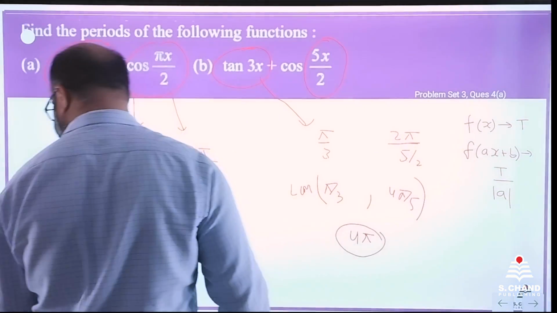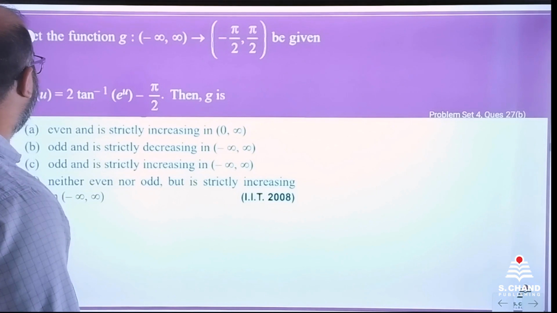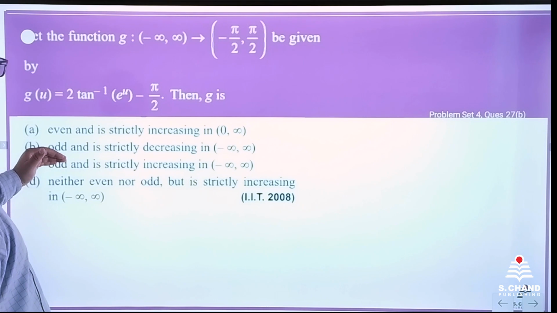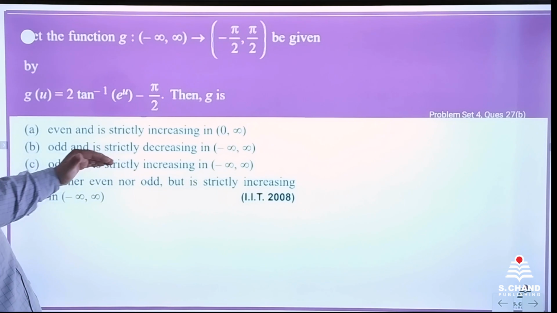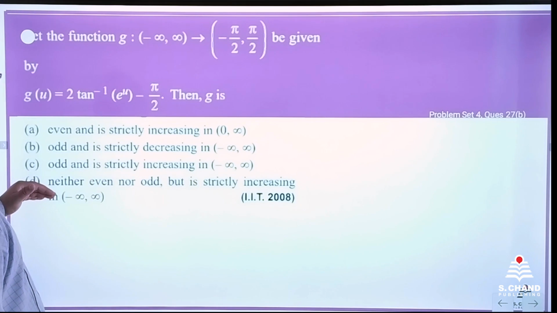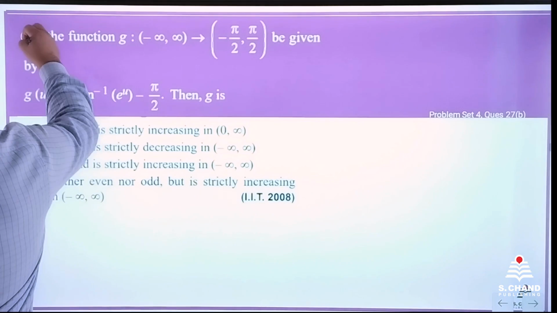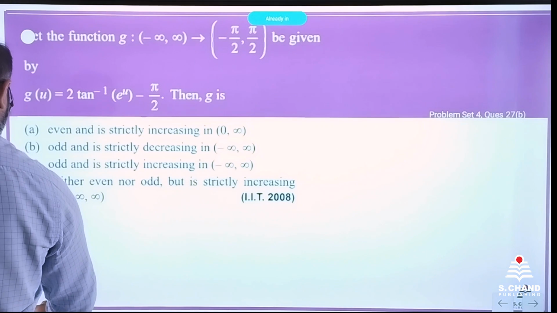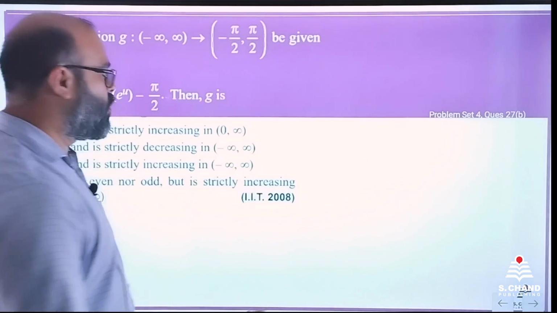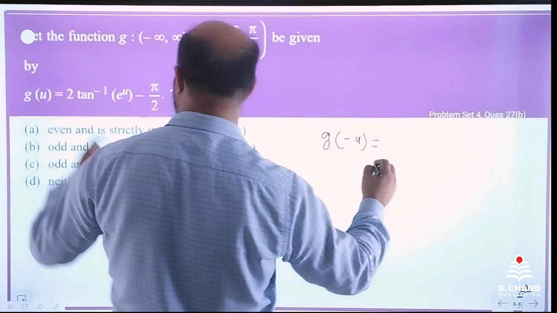Now let us come to the next question. It is given, let the function g be given by this one, then g is even and strictly increasing in (0, infinity), odd and strictly decreasing in (minus infinity, infinity), odd and strictly increasing in (minus infinity, infinity), or neither even nor odd but strictly increasing in (minus infinity, infinity). So if we talk about these conditions, first of all, odd and even. So if we take g of minus x, what will happen?